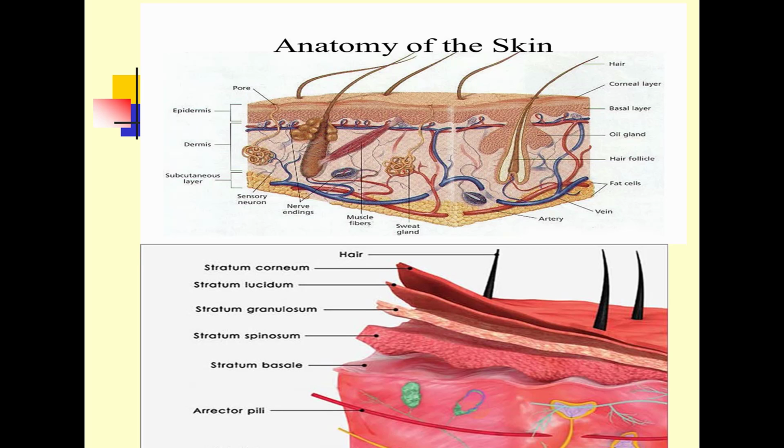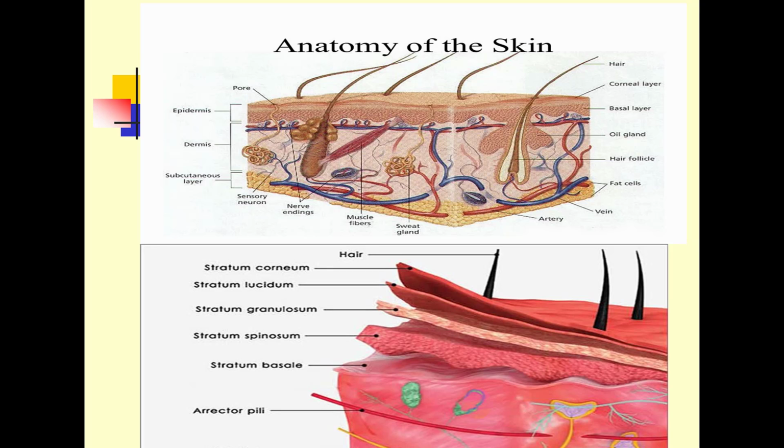First, we must understand the anatomy of the skin. The skin is the outer cover of the body. All the body is covered by the skin, so we consider it part of the immune system, protecting against materials entering the inside of the body. Regarding the anatomy of our skin, we consider three layers: the epidermis, dermis, and hypodermis.